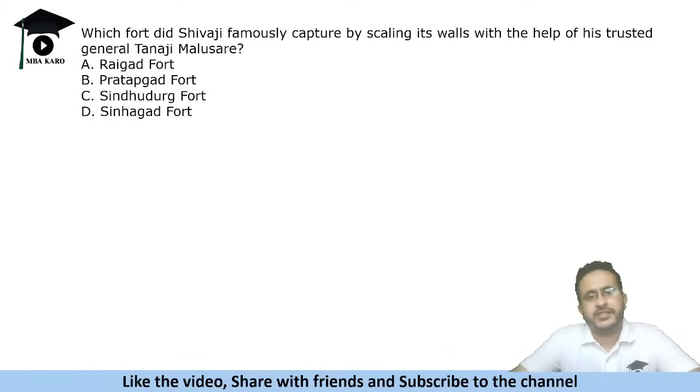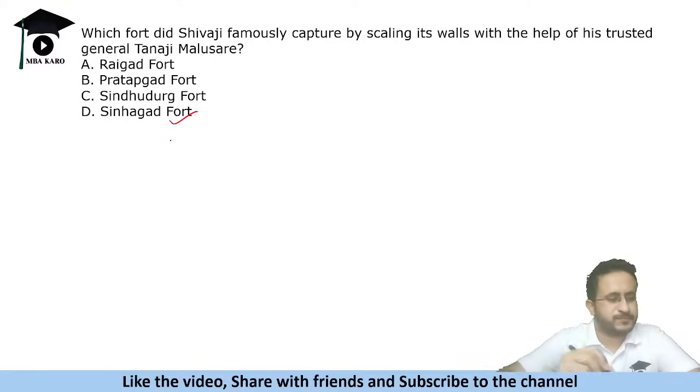Which fort did Shivaji famously capture by scaling its walls with the help of his trusted general Tanaji Malusare? Raigad? No, it is Sinhagad Fort.